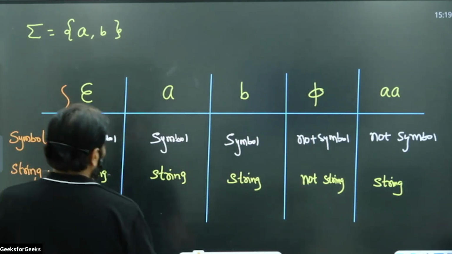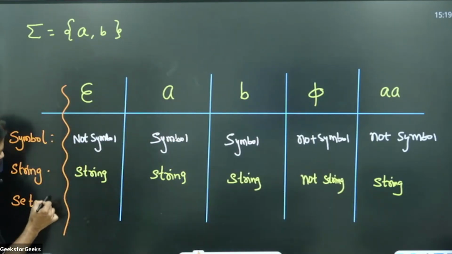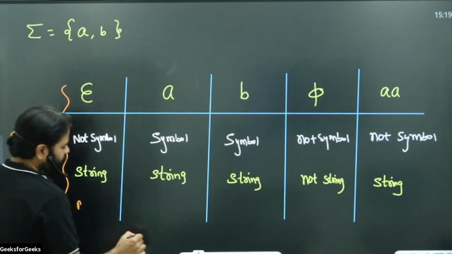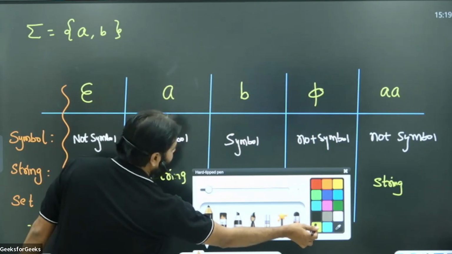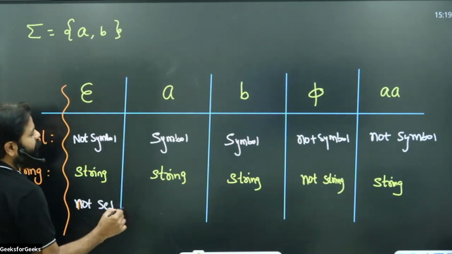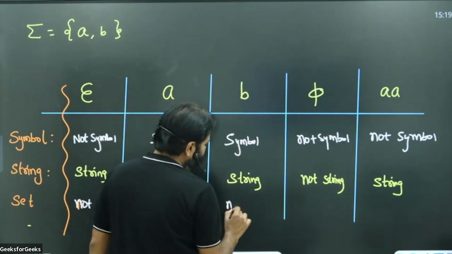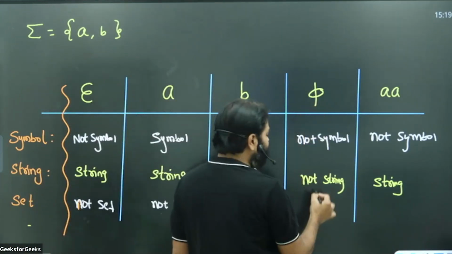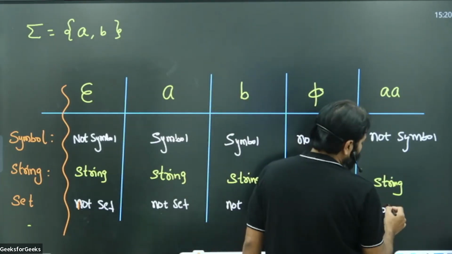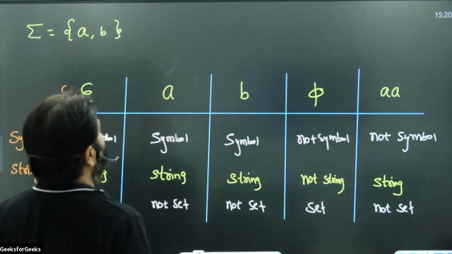Now, if somebody asks you, who is the set here? Is this a set? No. Correct? This is not a set, because if it is a set, you should have a bracket. Is this a set? No. Is this a set? No. Is this a set? Yes. It is the empty set, you can call it. Is this a set? No. Are you able to understand who is a set, who is a symbol, who is a string? Pi, why do we call it a set? It is called the empty set.